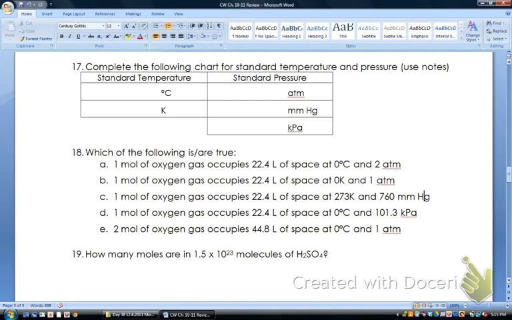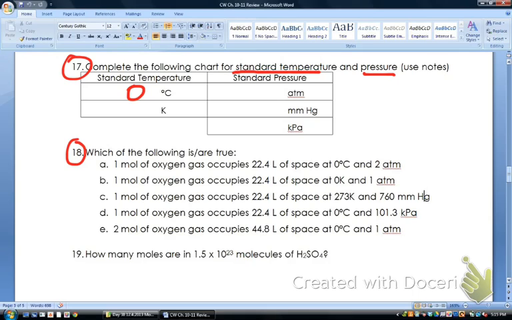Alright, so the last two problems we're going to do part of this video are numbers 17 and 18. Number 17, this is just comparing standard temperature and standard pressure. These are just numbers that you'll be expected to know. We won't be using these as much this semester, but next semester these numbers are going to become very important. Now, these did come from one of your sets of notes, but we didn't talk about all the possible values. So just quickly, I just want to give you all the different values for standard temperature and pressure.